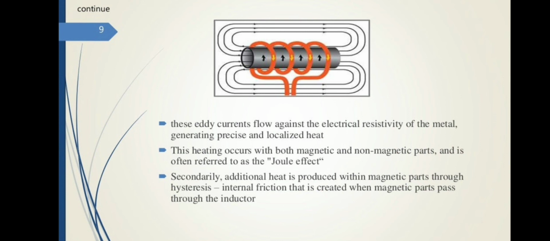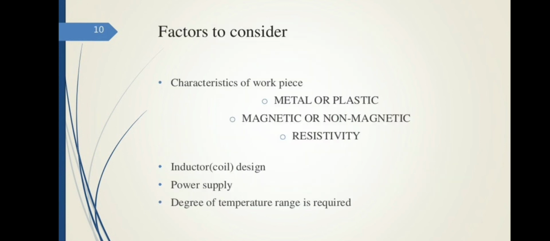Secondarily, in addition, heat is produced within magnetic parts through hysteresis, the internal friction that is created when the magnetic parts pass through the inductor. The factors we commonly consider when using induction are the characteristics of the workpiece, metal or plastic, magnetic or non-magnetic, its resistivity, the conductor design, its power supply, and the temperature range which is required.